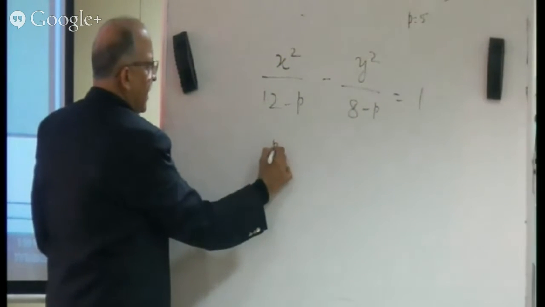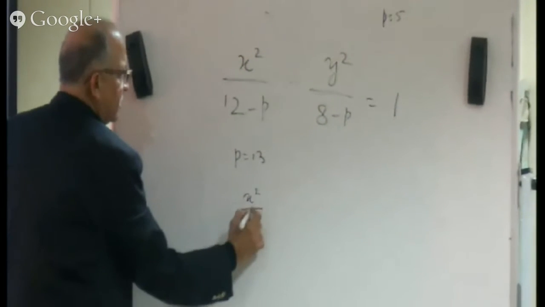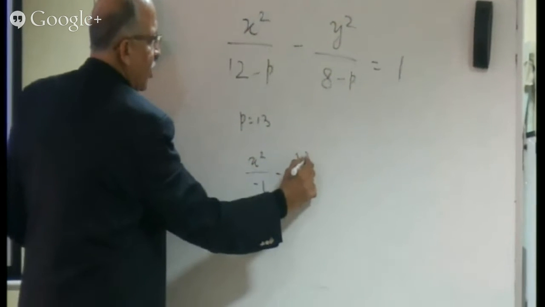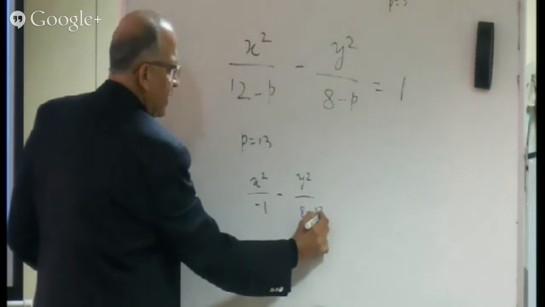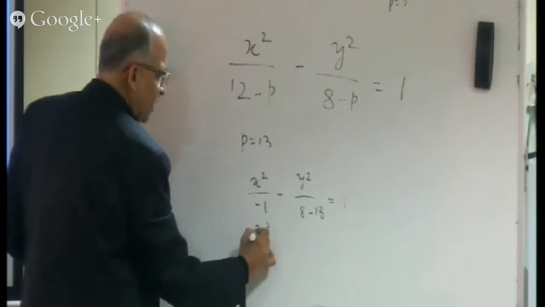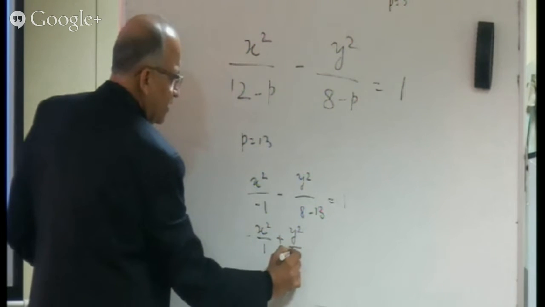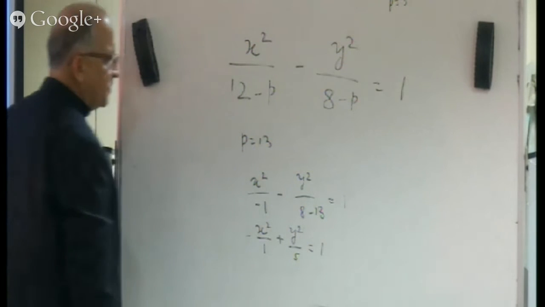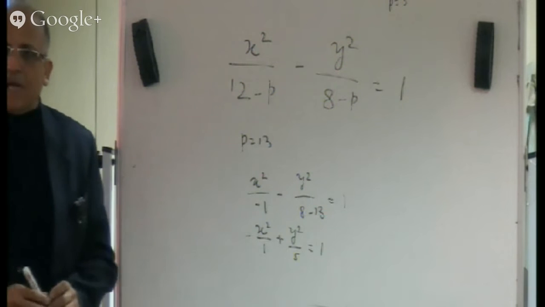Suppose I take P as 13. So x square upon minus 1 minus y square upon 8 minus 13 equal to 1. This becomes minus x square upon 1 plus y square upon 5 equal to 1. Is it a hyperbola? This is also a hyperbola.